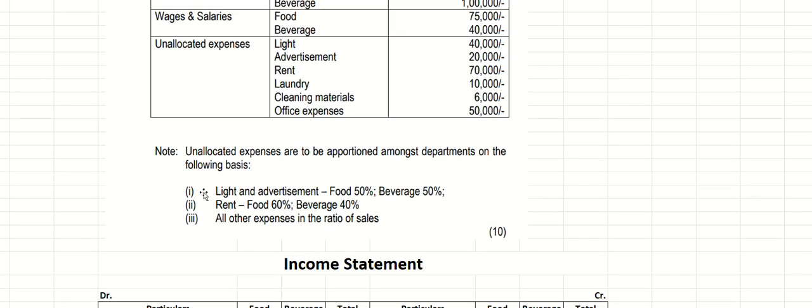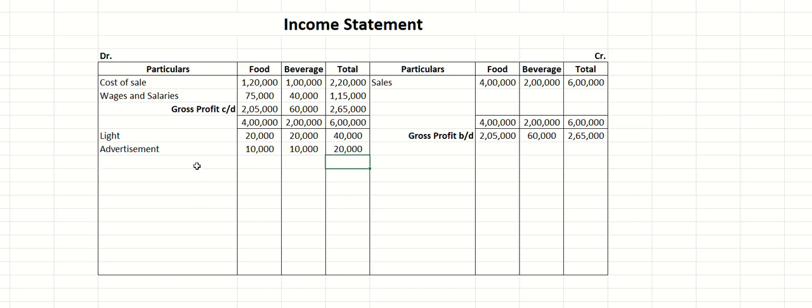Now what is left there? The first rule given for apportionment is only for light and advertisement. What else is there? The next item is rent. The hotel pays a rent of 70,000. See here, 60% of the rent is to be borne by the foods department, 40% of the rent is to be borne by the beverages department. So what we are going to do is, better, we can write a working note.